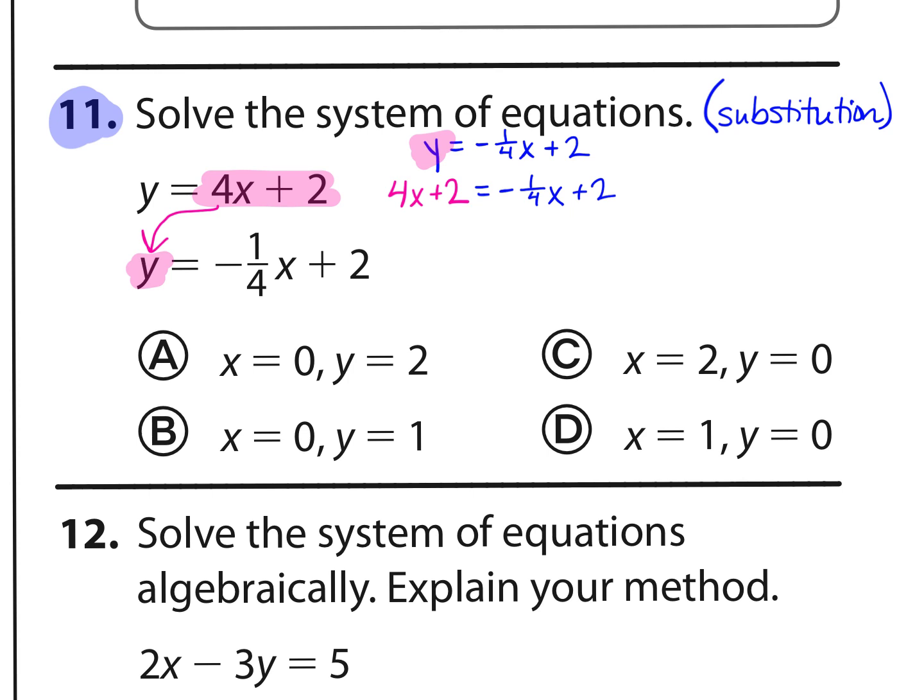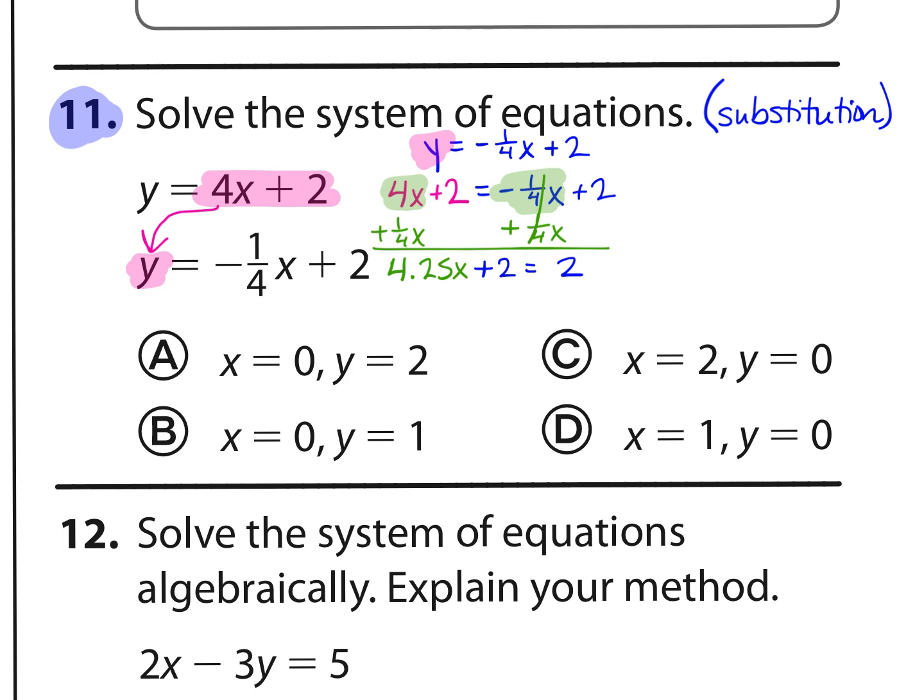So now we're going to solve. I've got an x term on both sides of the equation, so I'm going to get rid of one of those. We're going to get rid of this negative 1/4 x by adding 1/4 x to both sides of the equation. 4x plus 1/4 x is 4 1/4 x, and I'm just going to go ahead and change it to the decimal, 4.25x, and bring everything down.